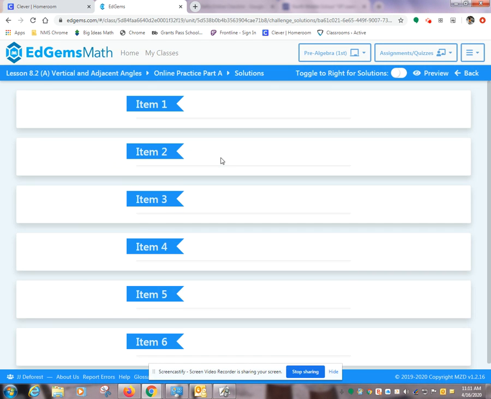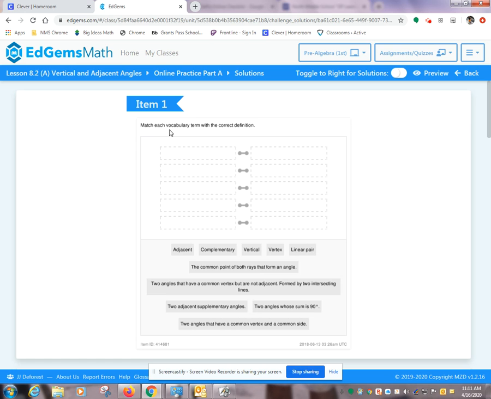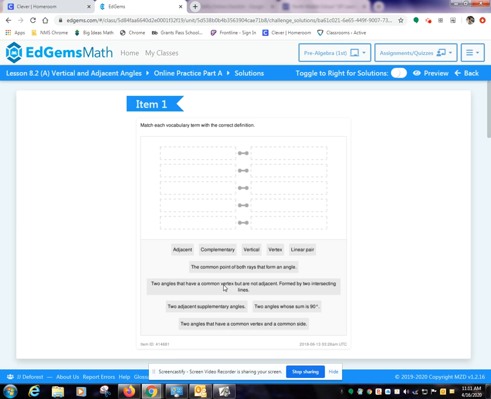So get inside of there. Question one, match each vocabulary term with the correct definition. So obviously, you hopefully watched the video or took some notes. You can use your notes during the quiz, of course, and help yourself out. But adjacent, the common point, no. Two angles that have a common vertex but are not adjacent, formed by two intersecting lines. Wait a minute, that's not it. Two adjacent supplementary angles, two angles whose sum is 90, two angles that have a common vertex, common side. Aha. So that's how you kind of go through it all right there.